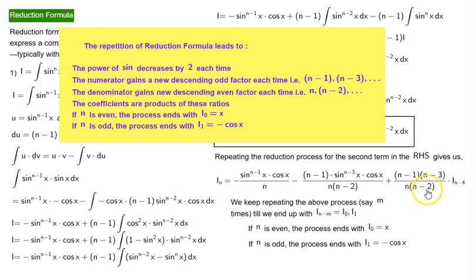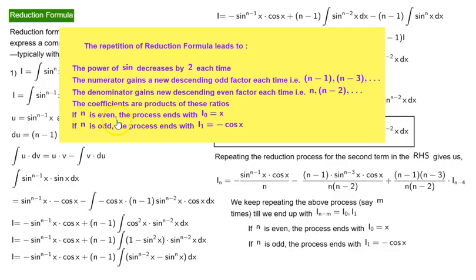Here it may not look as if it is picking up another descending even factor, that is n times (n minus 2) times (n minus 4). But that will happen once we take care of I sub n minus 4 in the next iteration. Okay, so the coefficients are products of these ratios. So here 1 by n on its own is the coefficient. Here 1 by n is repeating, and (n minus 1) by (n minus 2) is another ratio that is coming up. So the coefficients are products of these ratios.